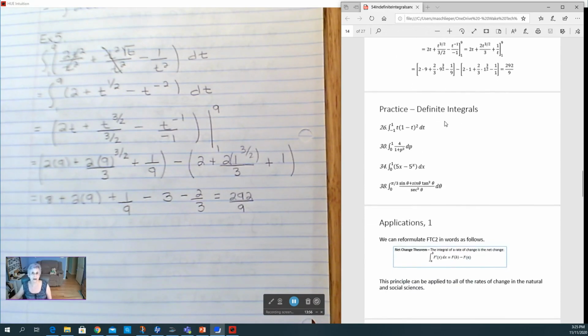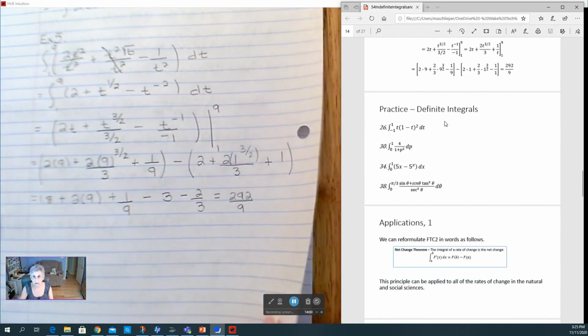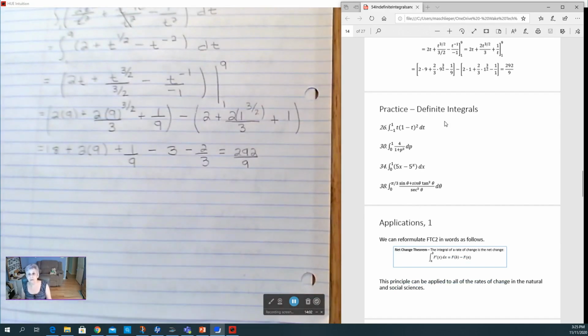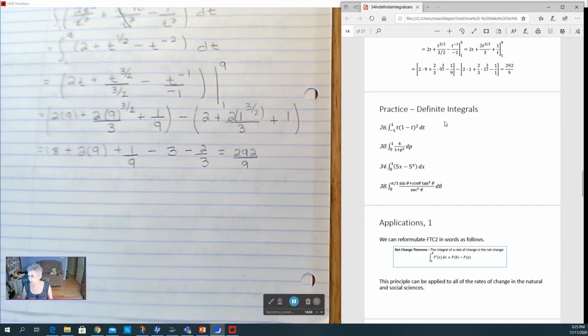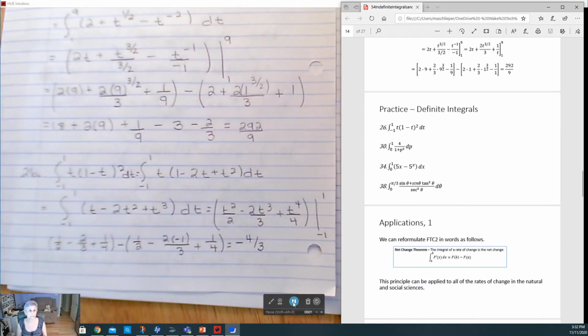So let's look at some practice problems. I'm actually going to let you do that first one on your own. I want you to distribute that t through the parentheses because we do not have a product rule for integrals. I'm going to pause and we'll compare it.